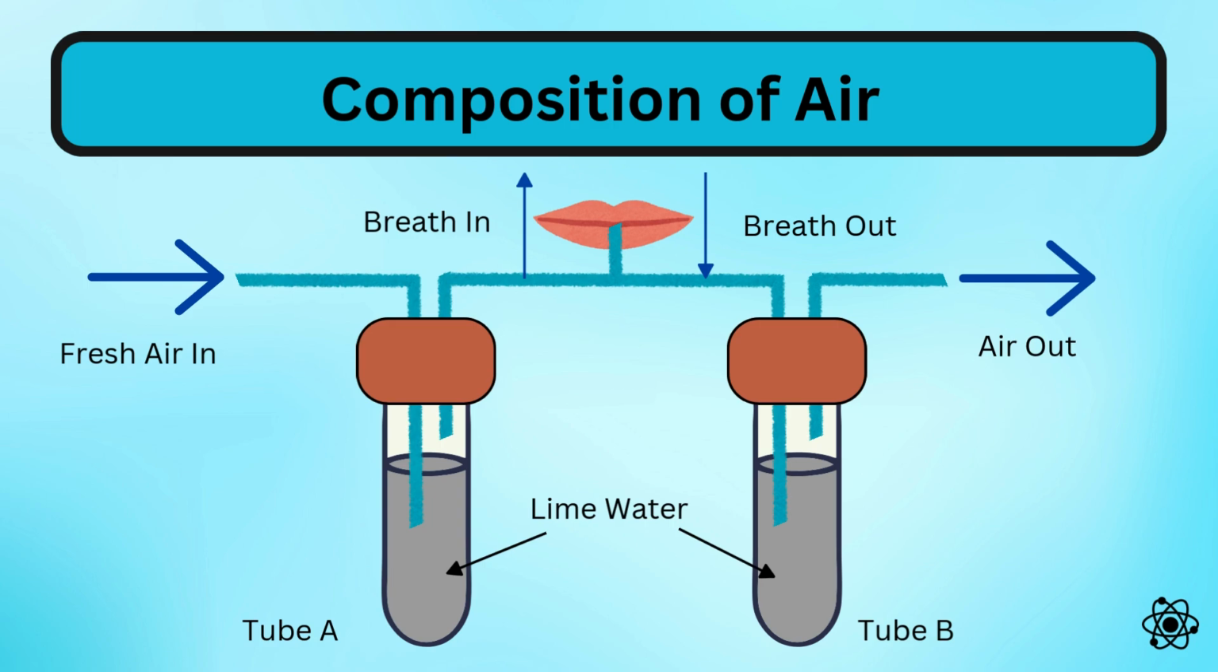Lime water turns from clear to cloudy or milky in the presence of carbon dioxide. The lime water in boiling tube A will remain clear, whereas the lime water in boiling tube B will turn cloudy. This proves that exhaled air has more carbon dioxide than inhaled air.